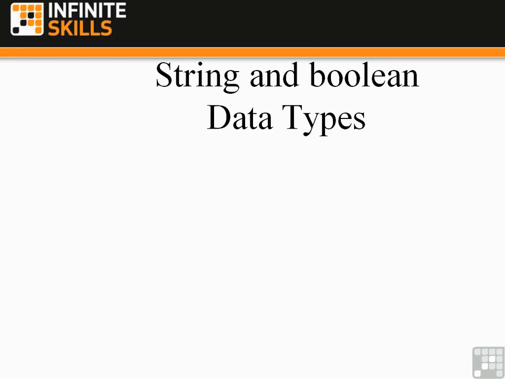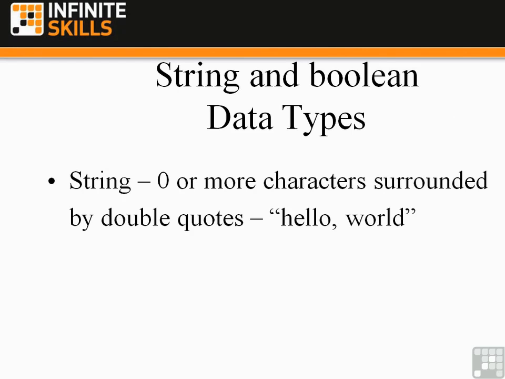After the numeric types, the most common data types you'll use in Java programming are string and boolean. So let's go over those data types now. A string is 0 or more characters surrounded by double quotes. So for example, hello world is a string. Any characters surrounded in double quotes become a string. So if you put numbers inside double quotes, they become strings and not numbers such as integers or doubles.